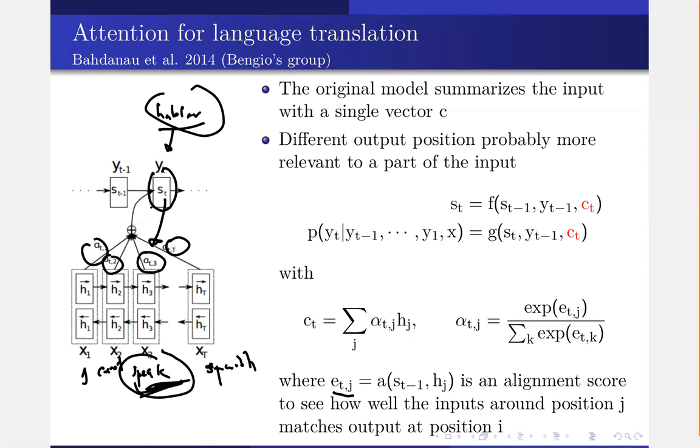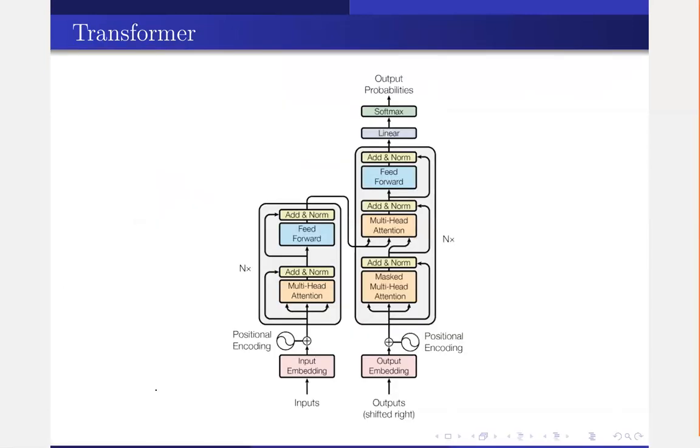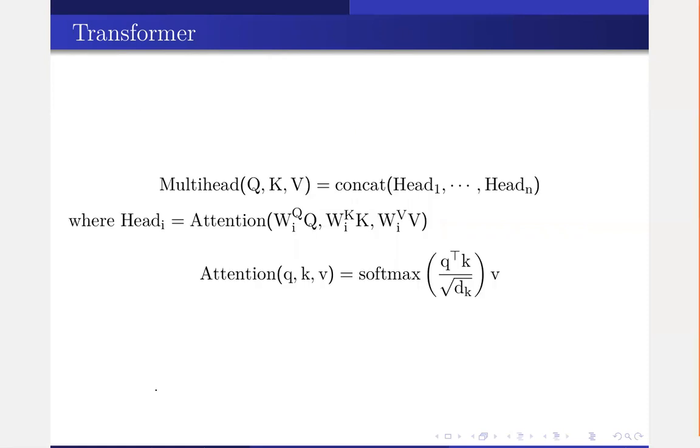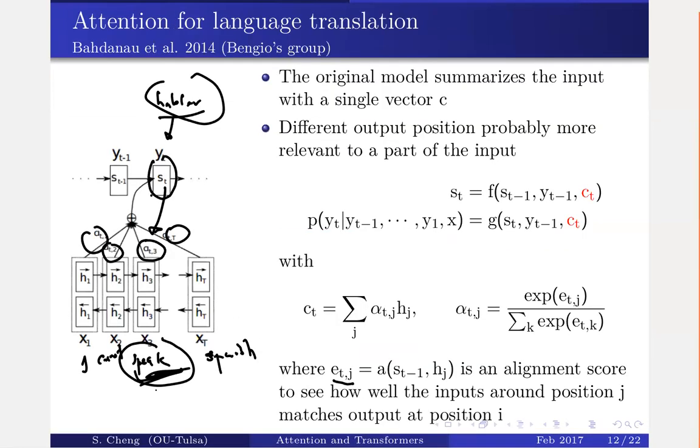Is that clear what we have here? So this is the attention model. So now for the transformer, it's quite similar. The attention model is very similar. We have this alignment score earlier.